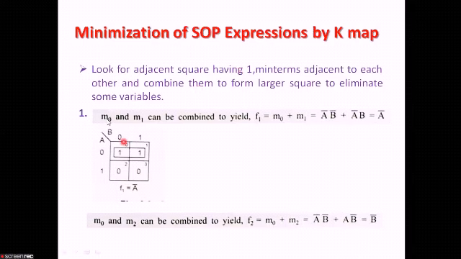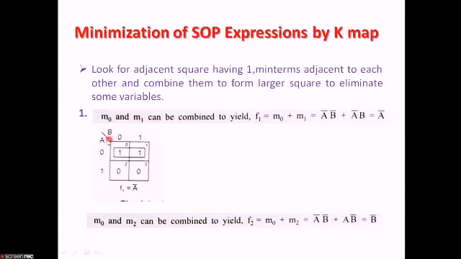See this first case, M0 and M1 can be combined to yield F1 is equal to M0 plus M1, that is A bar B bar plus A bar B is equal to A bar. From here, if we take A bar common, there will be B bar plus B, which is equal to 1. So ultimately we will be getting A bar. Now let us see how we can do it in K-map.